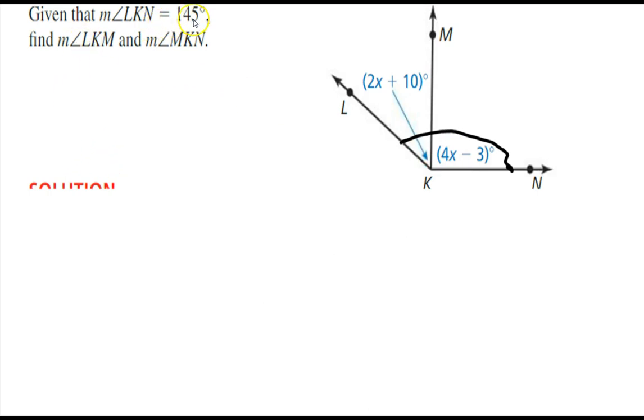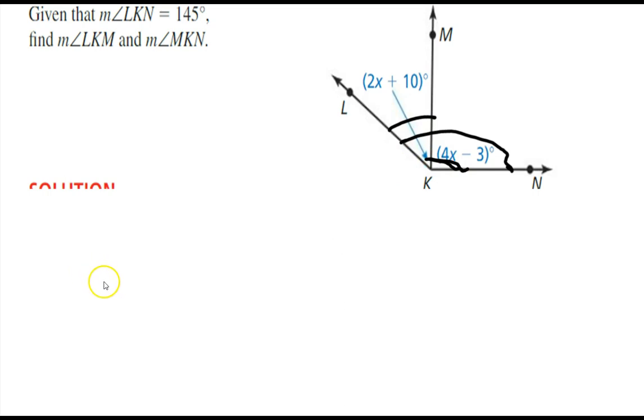So given that, which is 145 degrees, we want to find the angle LKM. LKM is the smaller angle right here. And the angle MKN, here's M, here's K, here's N, so it's this one right here. Try not to cover up the 4x. These two smaller angles are what we want to find.